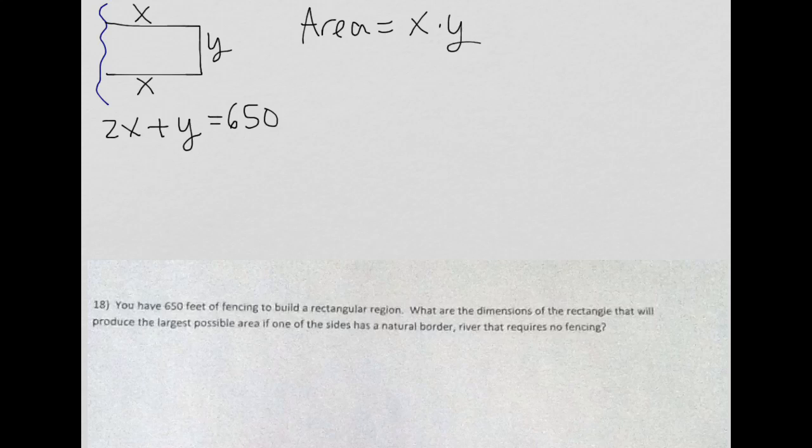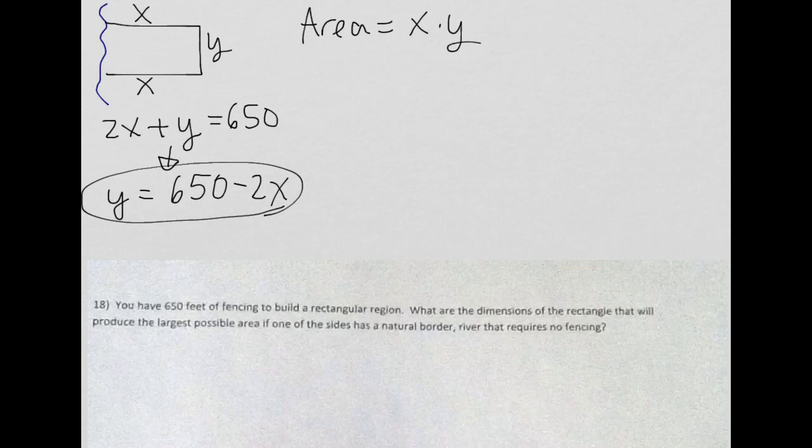So I'm going to solve this perimeter one for Y. To solve it for Y, I'm going to subtract 2x from both sides. So I get 650 minus 2x. Where does this go now? It's going into the area formula where the Y is. So the x is coming down. The Y now becomes 650 minus 2x.